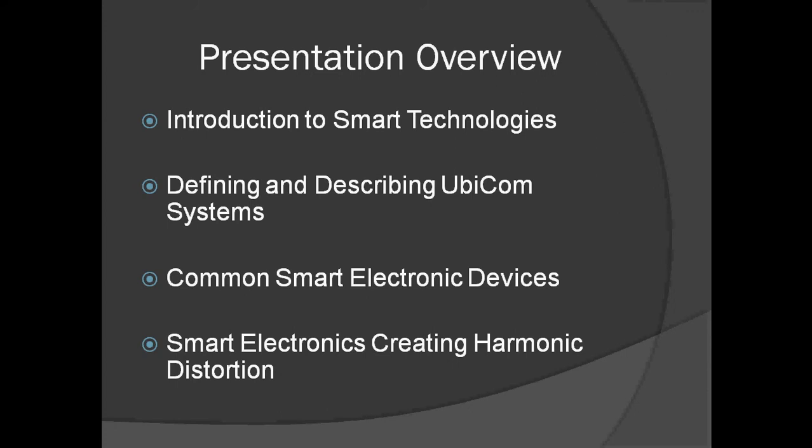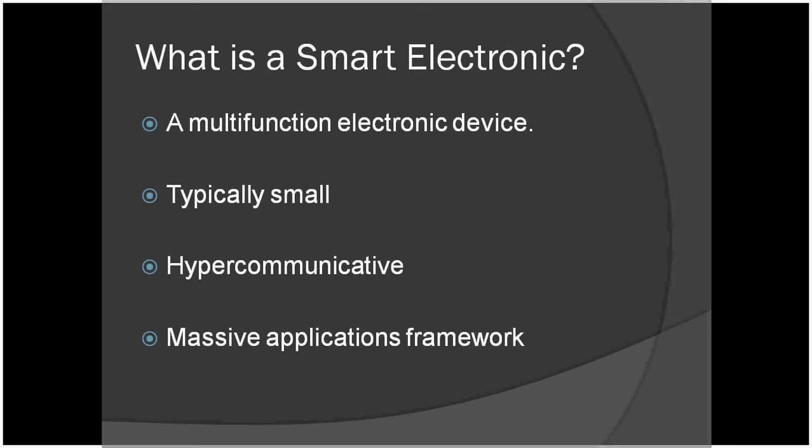To give you a little overview on the presentation today, we're going to talk a little bit about smart technologies, so that means electronics that have multifunctions. We're going to define and describe UBCOM systems, ubiquitous computing systems. We're also going to mention some common smart electronic devices, and we're going to look into smart electronics creating harmonic distortion. So what is a smart electronic?